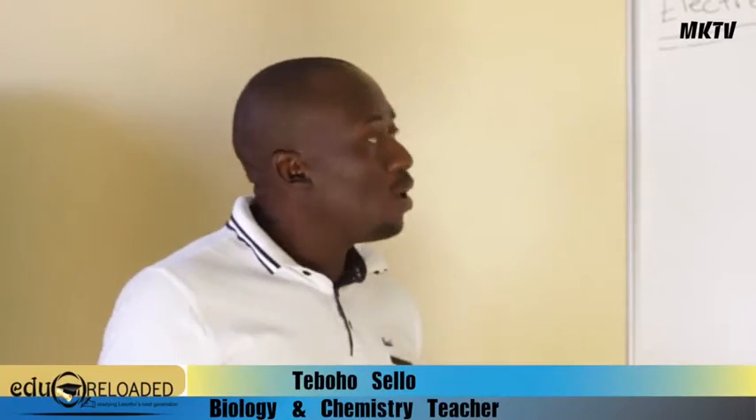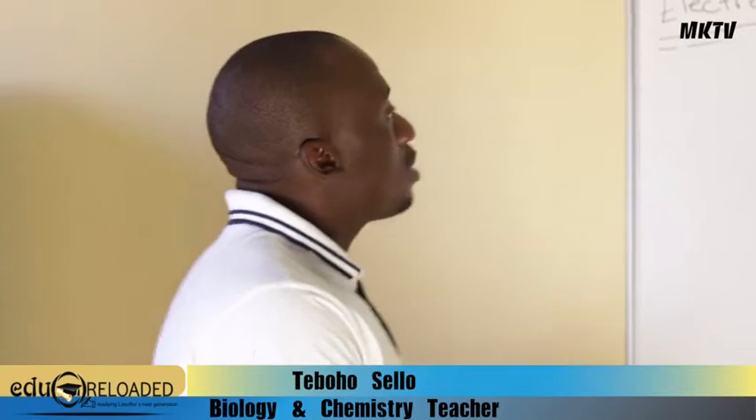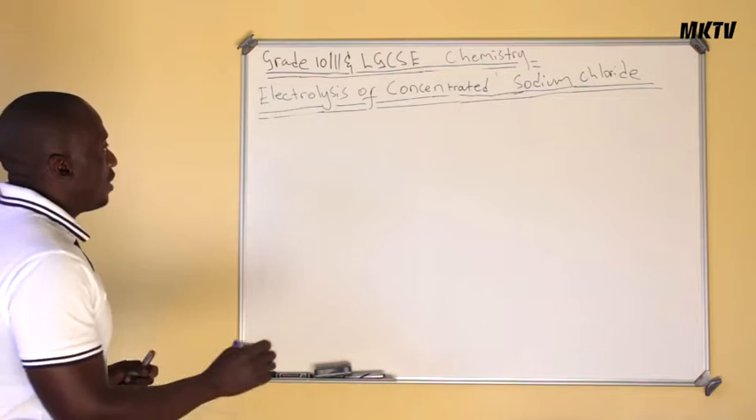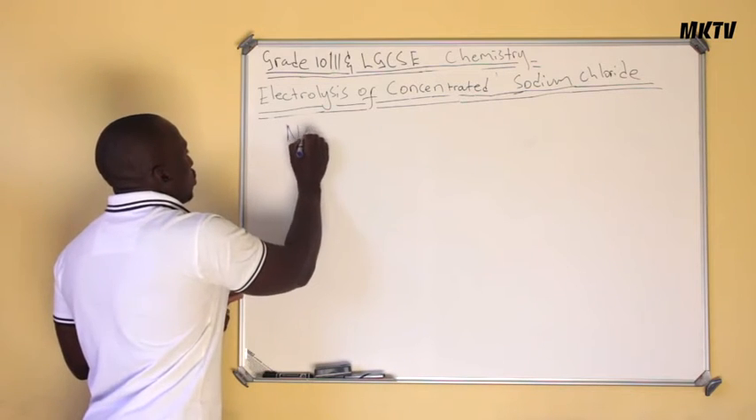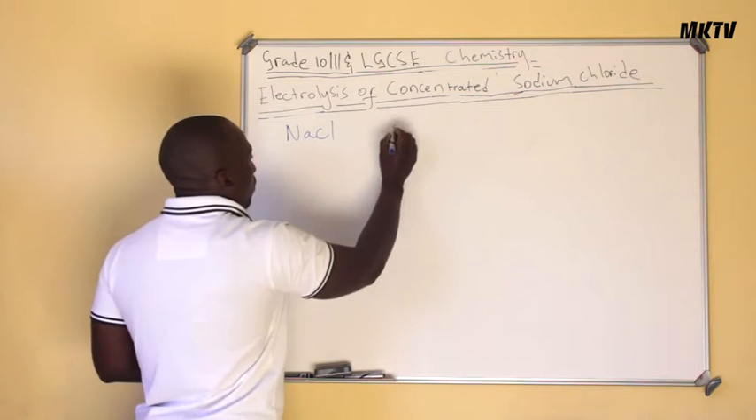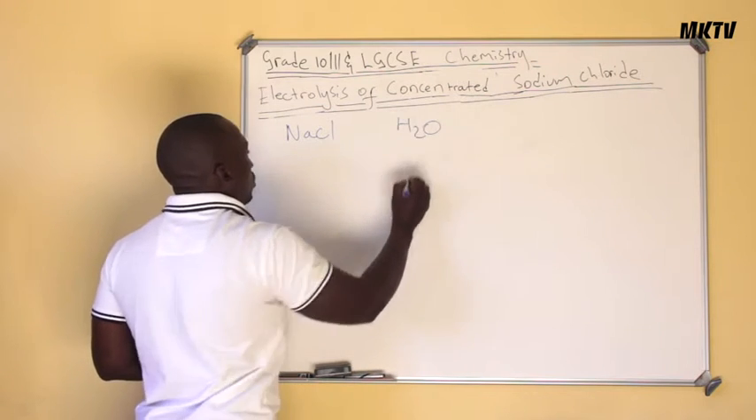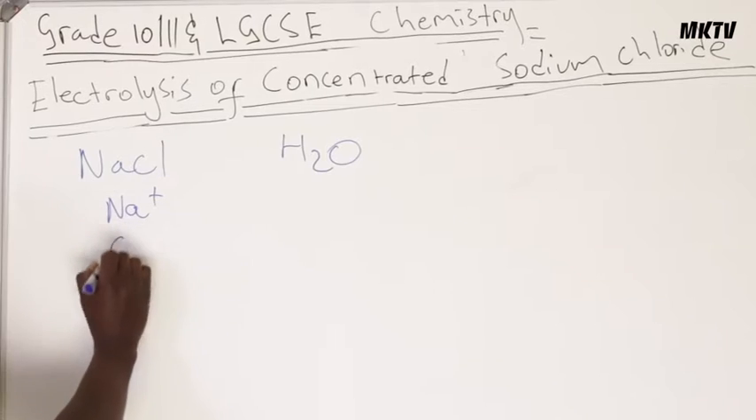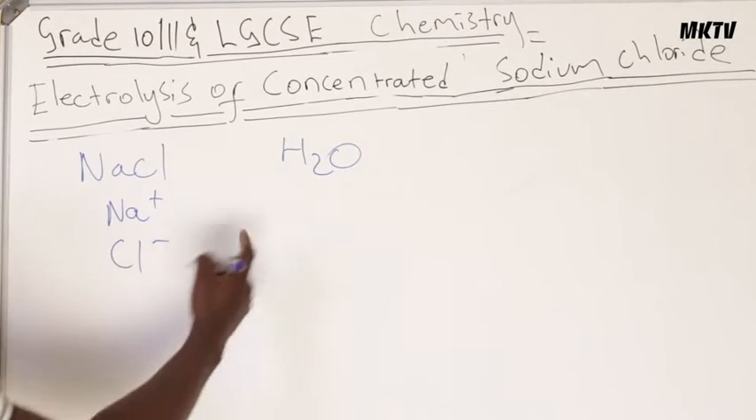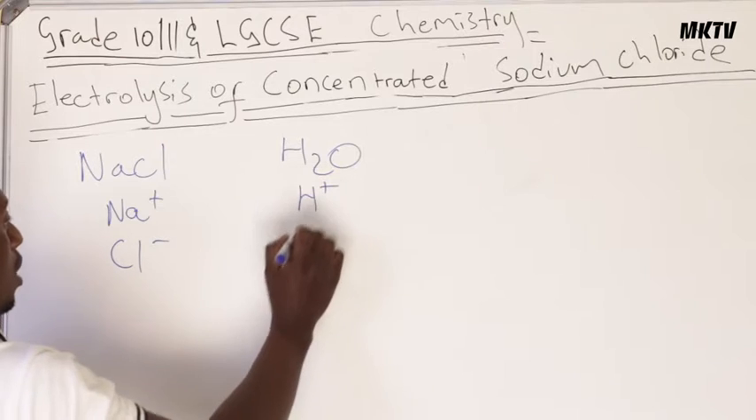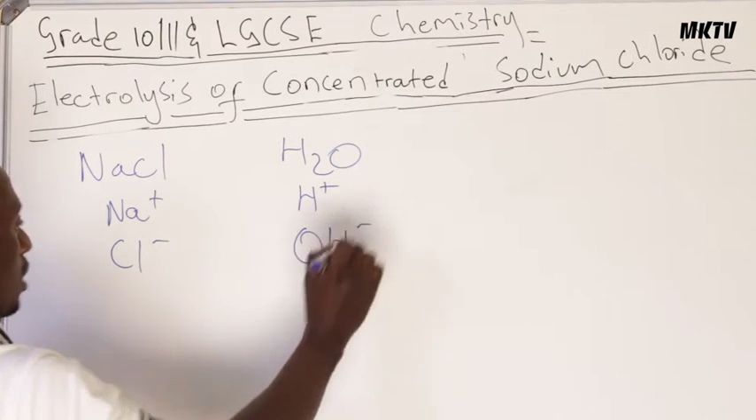Again, now we are going to go through the electrolysis of concentrated sodium chloride. What is happening is we have the ions from sodium chloride and we are going to have the ions from water. So what is going to happen? From sodium chloride, we have the sodium ions and the chloride ions. And from water, we are going to have the hydrogen ions and the hydroxide ions.